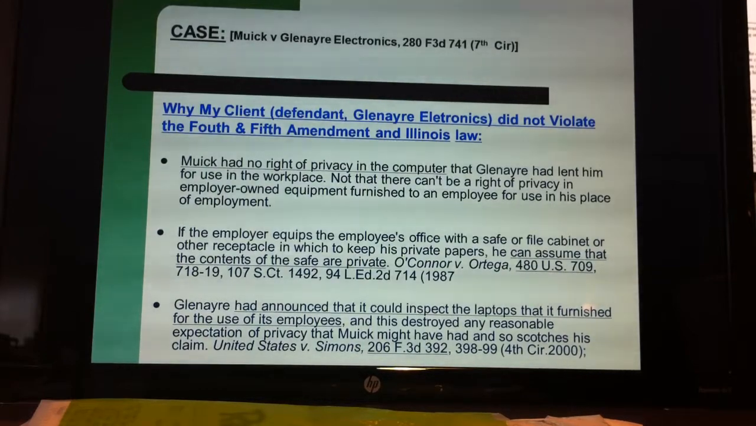Also, one thing is Glenayre had announced that it could inspect the laptops that it furnished for the use of its employees, and this destroyed any reasonable expectation of privacy that Muick might have had, and so squashed his claim. You can look at United States versus Simons, 206 F.3d 392.